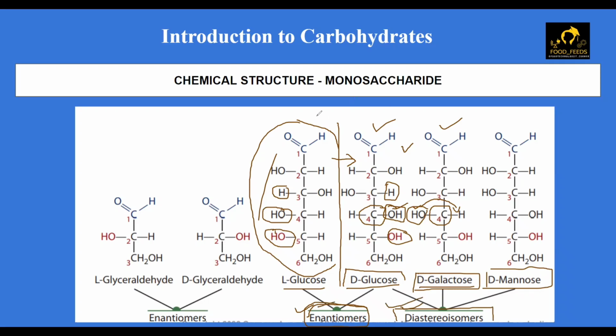That is, for enantiomers it should be a mirror image plus not superimposable, whereas for diastereomers it should be not even a mirror image, and not superimposable. So moving on to the next topic.